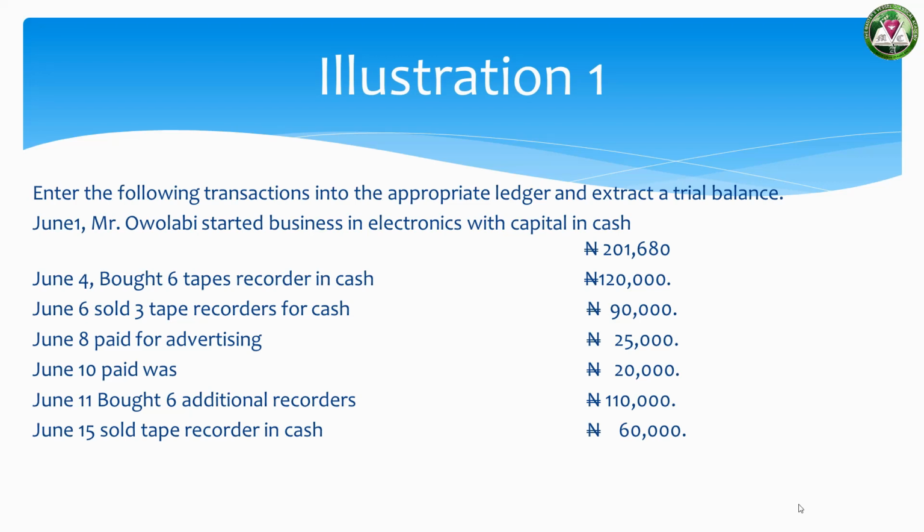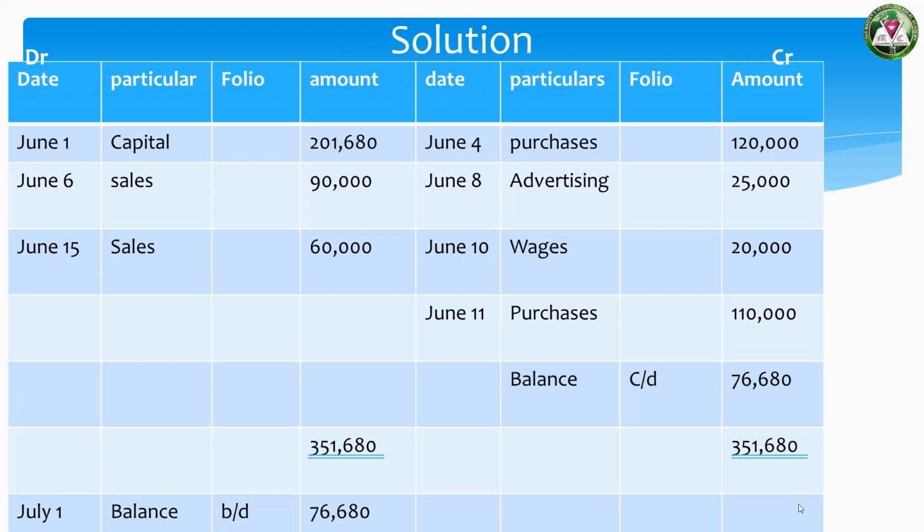Now once you look at the transactions, from what the man deals on, you will see that the man deals on electronics. So when you go to the market and purchase something that you resell, you call it purchases. I've said it over and over again. Like bought 6 tape recorders. This tape recorder, he will resell them and get income. So you call it purchases. This is what the man deals on. So let us first of all solve the cash book.